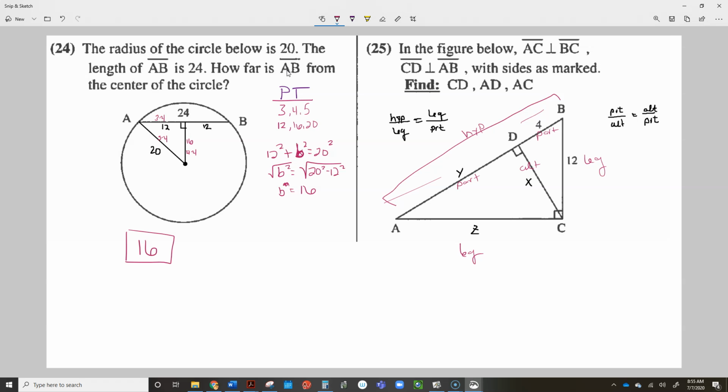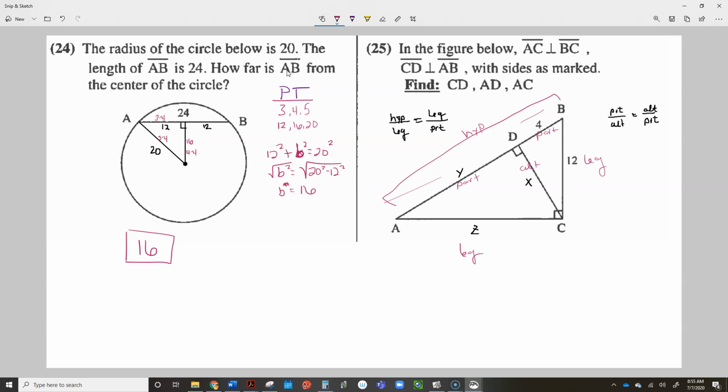So they asked me to find CD, so I called that X. They asked me to find AD, so I called that Y. And they asked me to find AC, so I called that Z. You didn't have to name them. You could have used CD, AD, and AC in the formula, but I'm old school and I like using my variables x, y, and z.